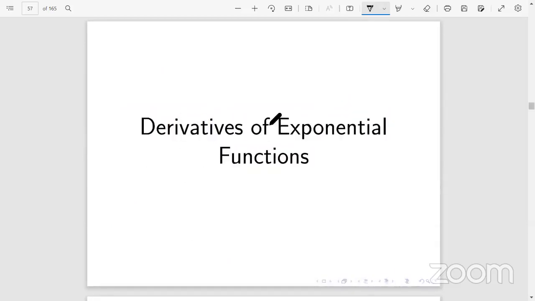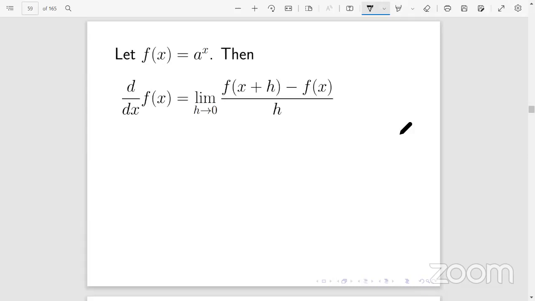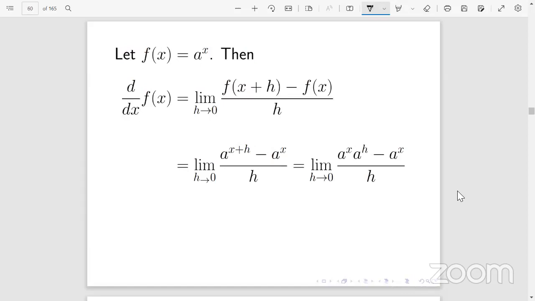I want us now to talk about the derivative of the exponential function. Let's start with the function a to the power x. By the definition, the derivative of f of x is the limit of f of x plus h minus f of x, all over h. If we substitute, wherever we see x in the function, we replace it with x plus h. So now we have a to the power x plus h, and our f of x is just a to the power x.